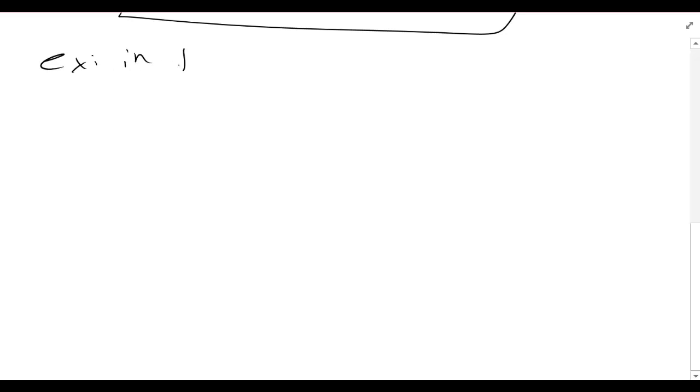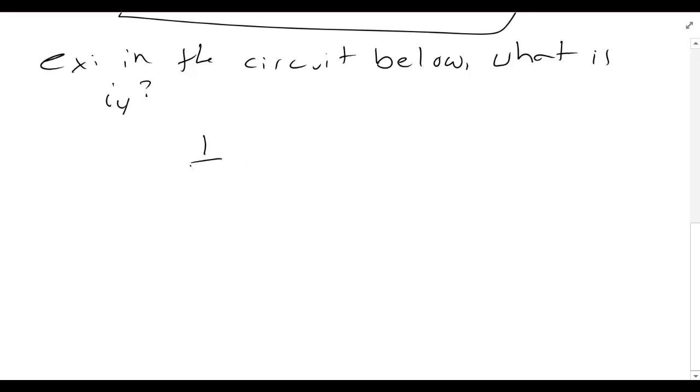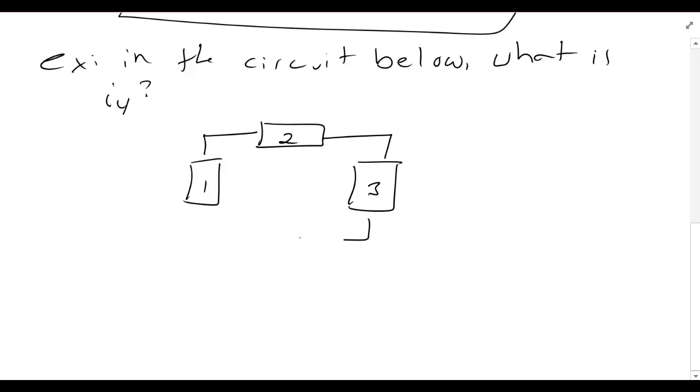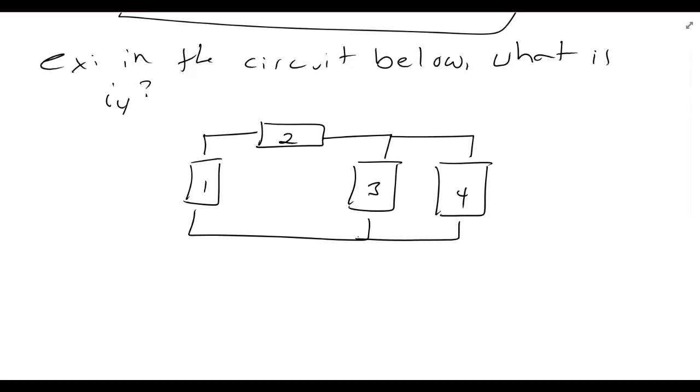Example. So in the circuit below, what is I4? Let's draw that circuit. Now, we can't answer this question yet because we don't know any of the other currents. We can find these in many different ways, but for now I'm just going to tell you what they are.